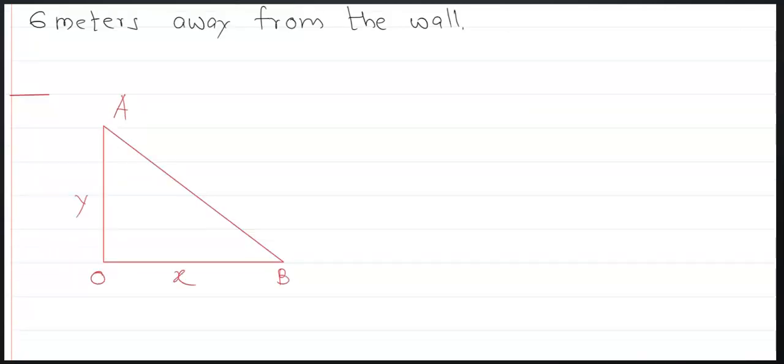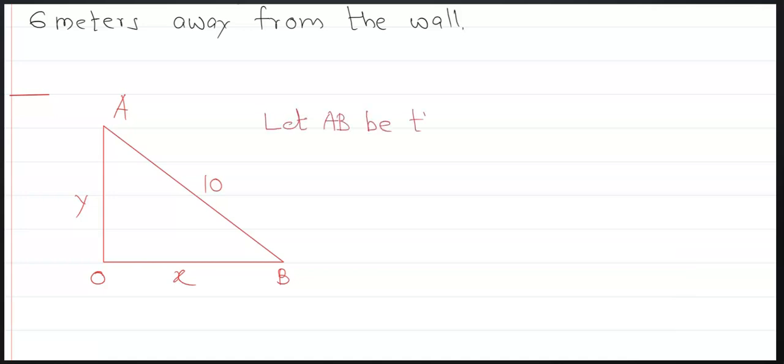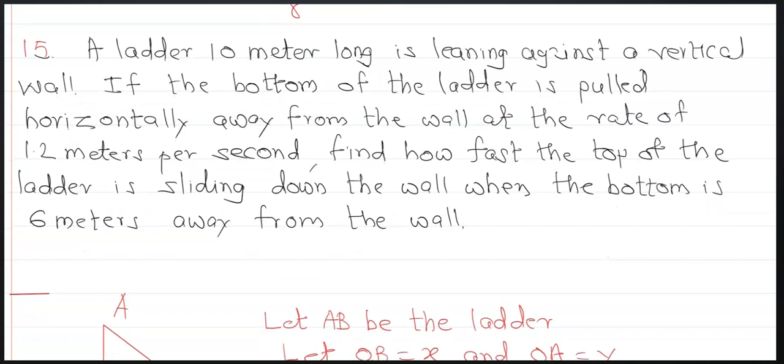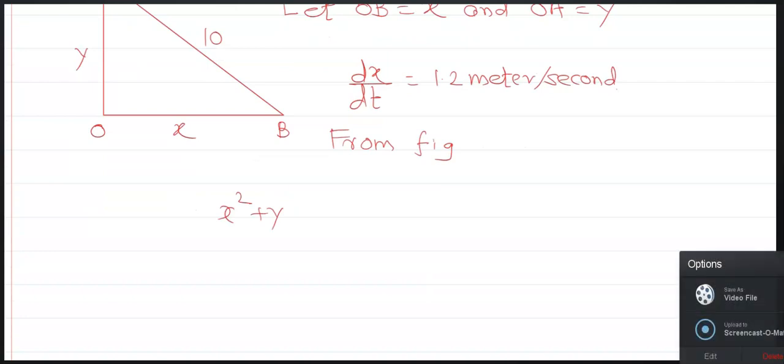Now, see this here. AB is the ladder. This is the distance of the ladder from the wall, and this is the height on the wall. Therefore, let AB be the ladder, OB is equal to x, OA is equal to y. dx upon dt is equal to 1.2 meters per second, that is the rate at which it is pulled.